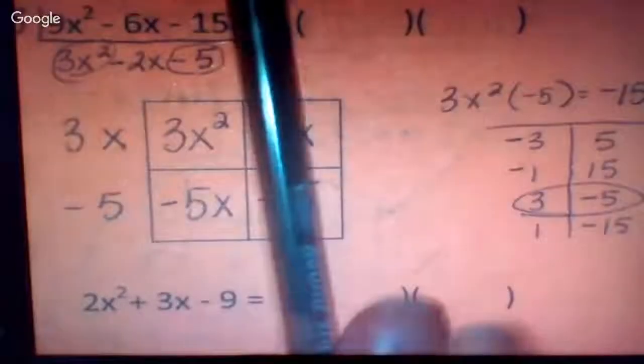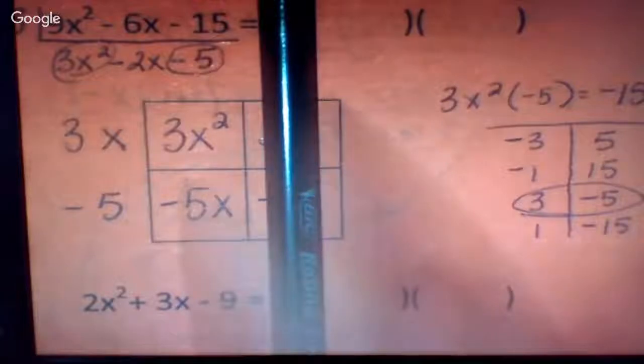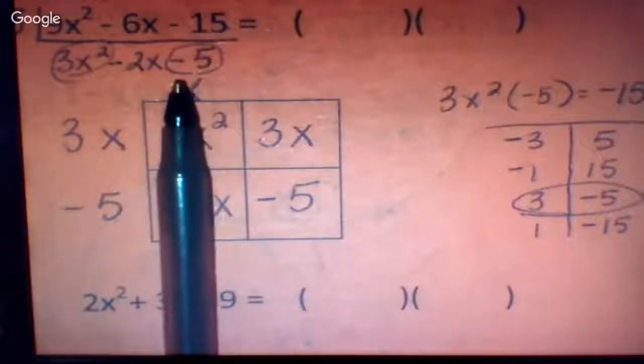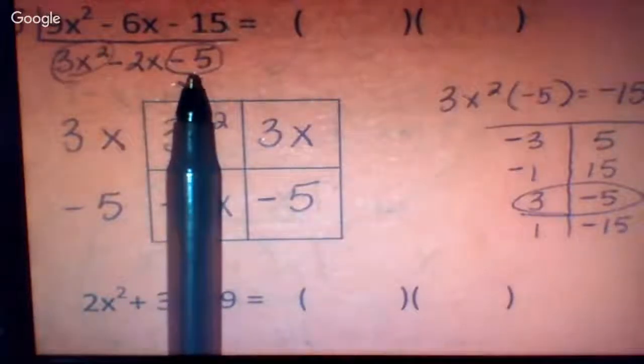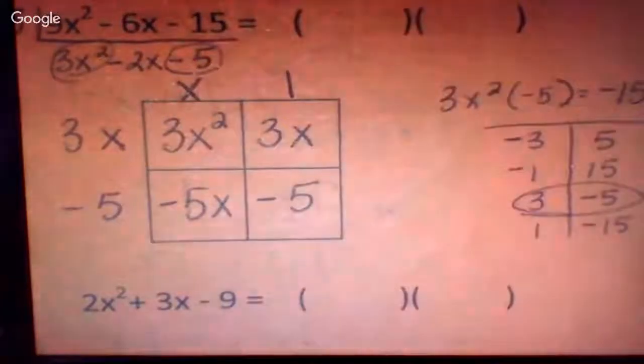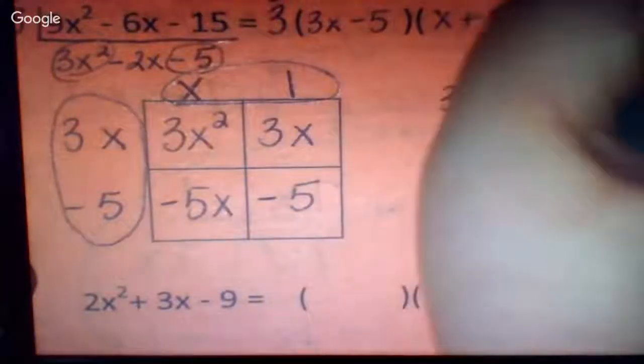Okay. I've got a 3x squared and a -5x. Just the x. So it comes out. And 3x and -5, if they share nothing in common, you can always pull out a 1. If they don't ever share anything in common, you can always pull out a 1. So your final answer then is your greatest common factor that we pulled out. So your 3 comes over here in front. So it's 3 times 3x minus 5 from the left, and x plus 1 from the top.